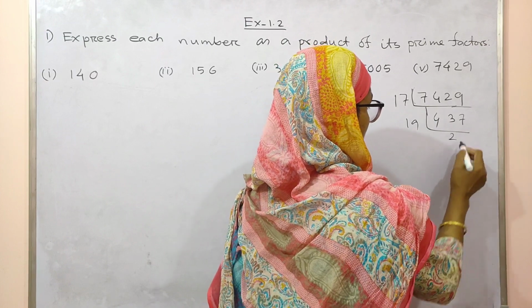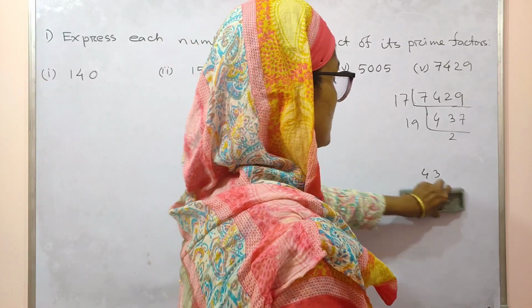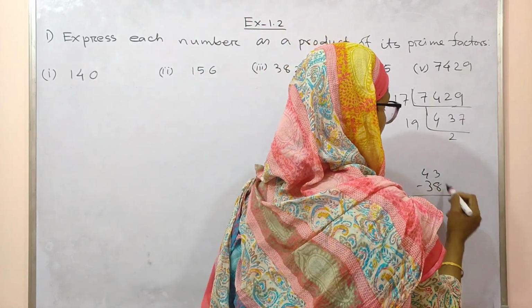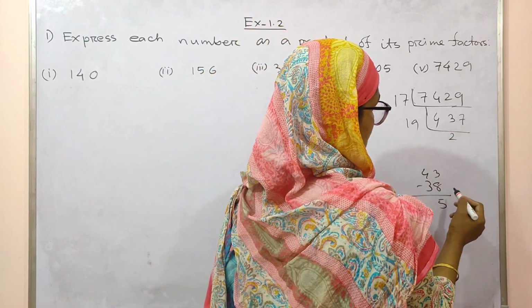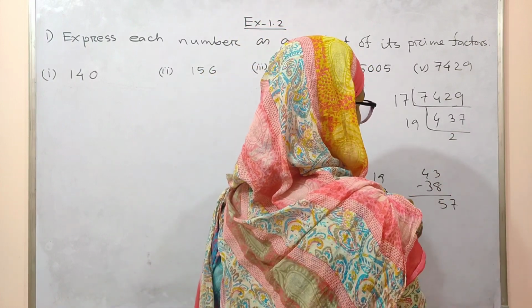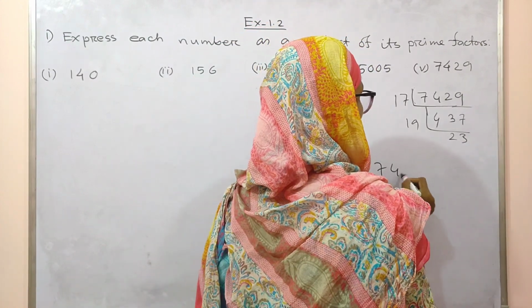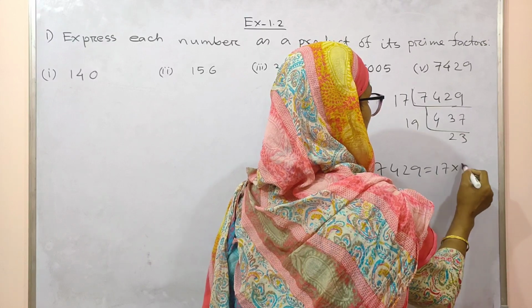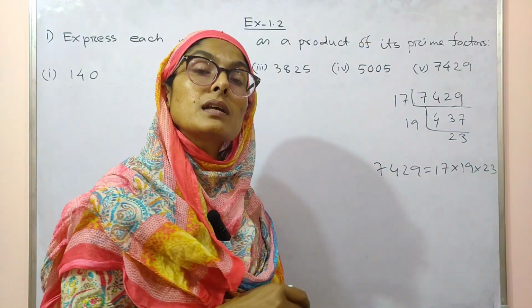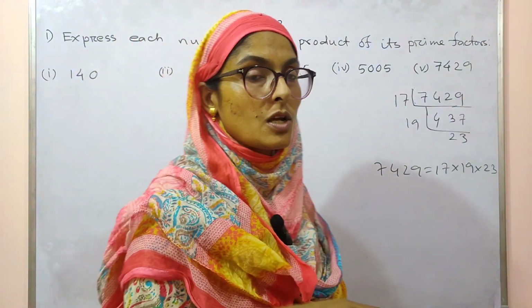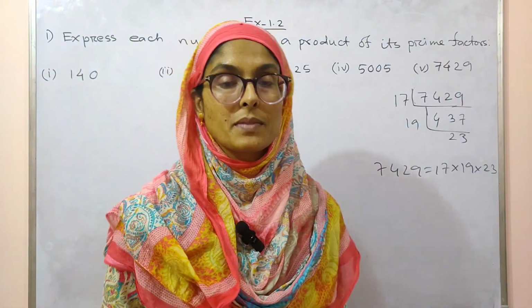19 times 2 is 38, 43. Subtract 13, minus 8, 5, we will get 5, and next 7, 3 times. So you will get 7, 4, 2, 9, 17 into 19 into 23. This is a product of prime numbers. This is the fundamental theorem of arithmetic. That means every composite number is a product of prime numbers.